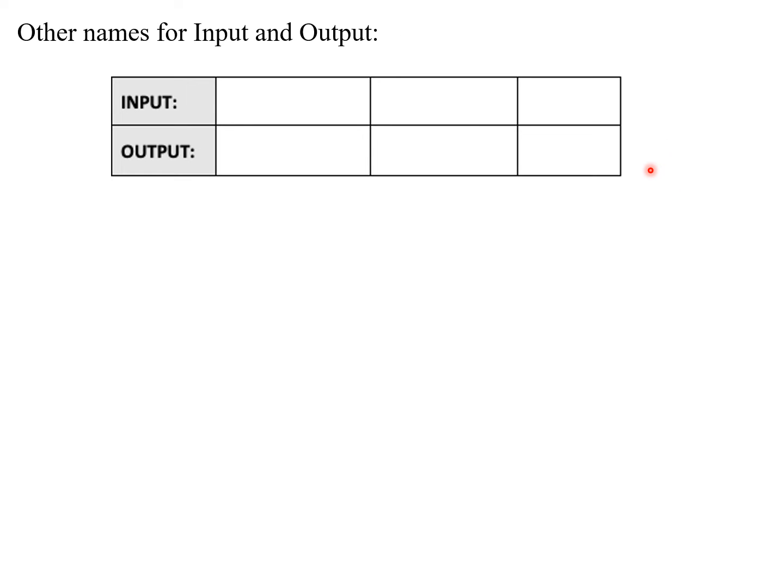Now, there are other names that we can call inputs and outputs. We can call the input the independent variable, and that makes the output the dependent variable. The input will be the domain, and the output will be the range. And most of the time, we have the input being x and the output being y. So these are other names that we can apply to the inputs and outputs.